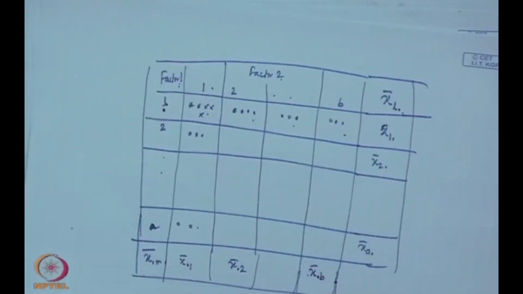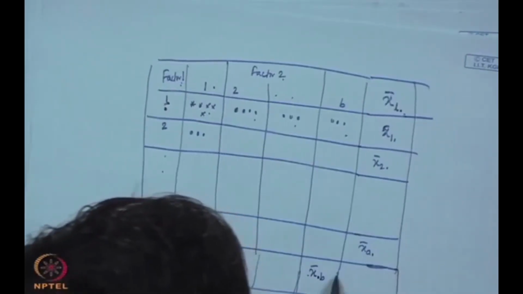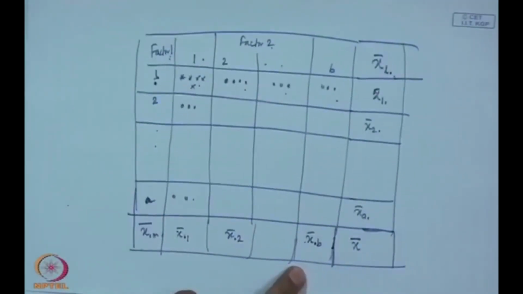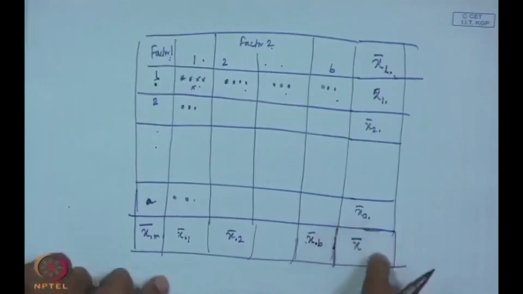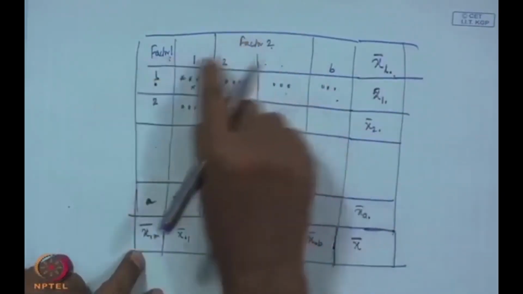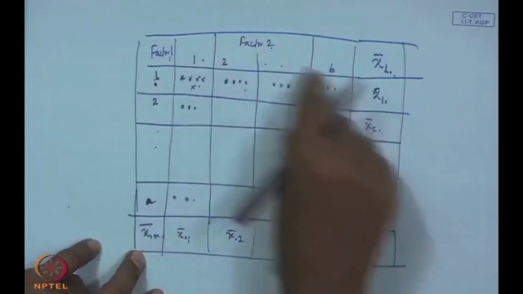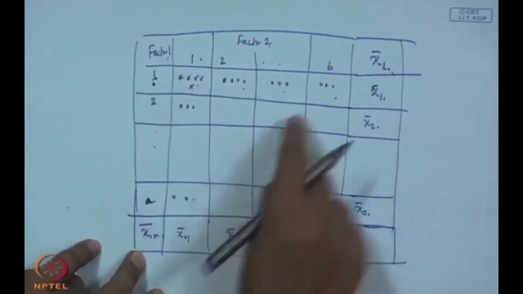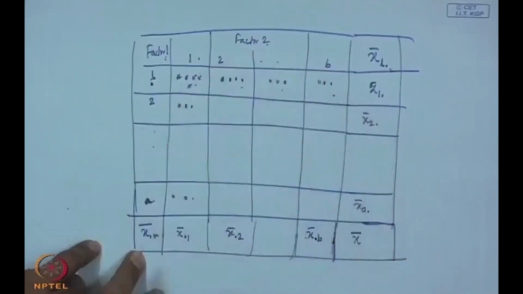correct. Then here will be one grand average, yes or no? Grand average means I do not consider A or B anything or factor 1 or factor 2, I will consider total, these are all my observations. So, it will be basically average of all the values given here.